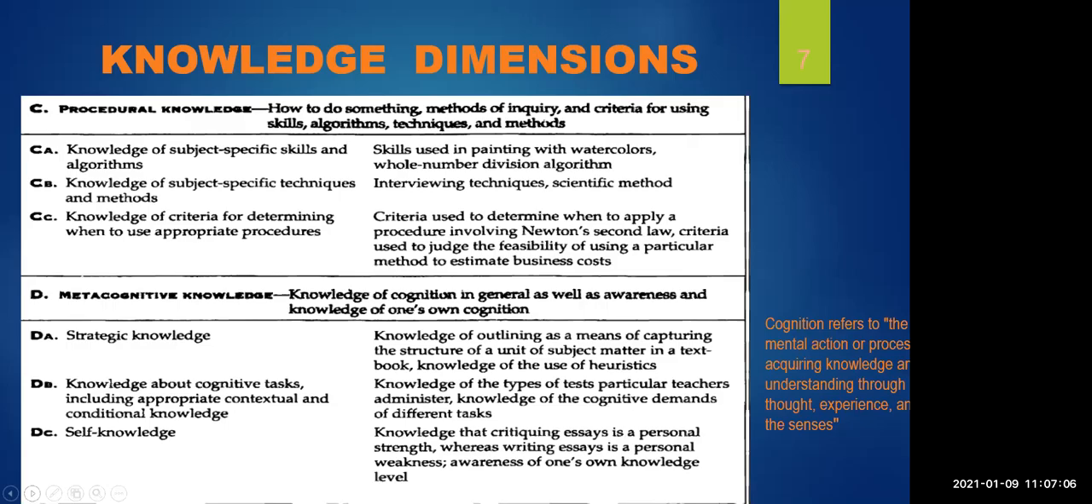The knowledge of outlining as a means of capturing the structure of a specific subject in a textbook, knowledge of the use of heuristics. These are all related to self-knowledge: knowledge that critiquing essays is a personal strength, whereas writing essays is a personal weakness, awareness of one's own knowledge level. So overall, it talks about one's own knowledge only.